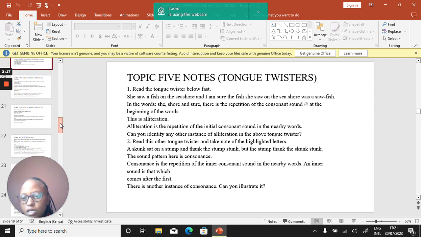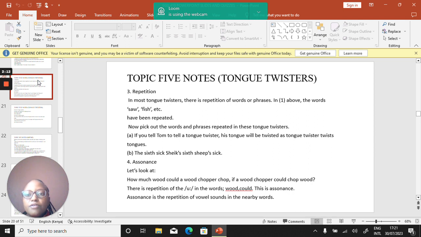Moving forward, there is also the feature of repetition in tongue twisters. In most tongue twisters, there is repetition of words or phrases. In the one above, the words so, fish, etc. have been repeated. For instance, you can pick out the words and phrases repeated in these tongue twisters. If you tell Tom to tell a tongue twister, his tongue will be twisted as a tongue twister twists tongues. The sixth sick sheik's sixth sheep's sick.